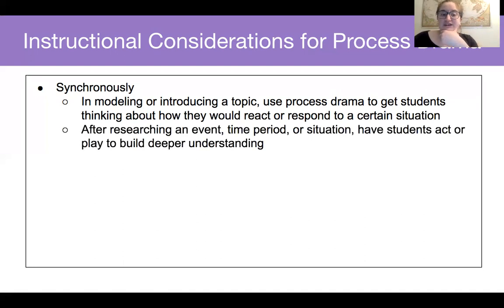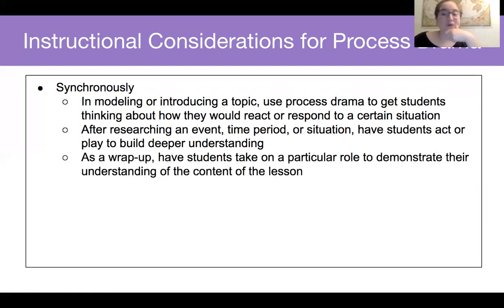You might also use it after researching an event, a time period, or a situation, then have students act out or play to build that deeper understanding that we've been talking about. And you might want to use it as a wrap up at the end of a lesson to have students take on a particular role so that they can demonstrate what they understood from the content of your lesson.